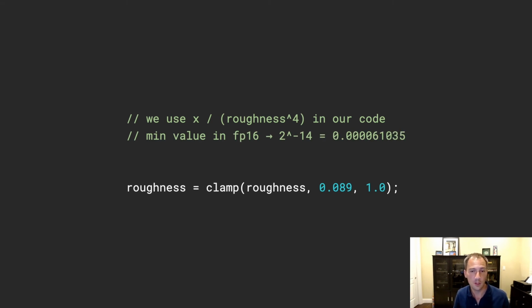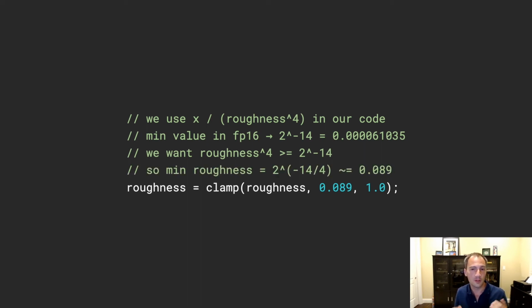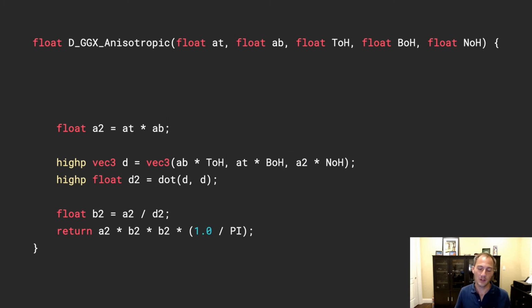We know that the minimum value in FP16 is 2 to the power of minus 14, which means that we need the roughness to the power of 4 to be greater than 2 to the power of minus 14. And with a bit of very simple math, we can figure out that the value has to be 0.089 to work. Of course, sometimes you don't have a choice, either because the math is too complex or there are too many terms that come into play.